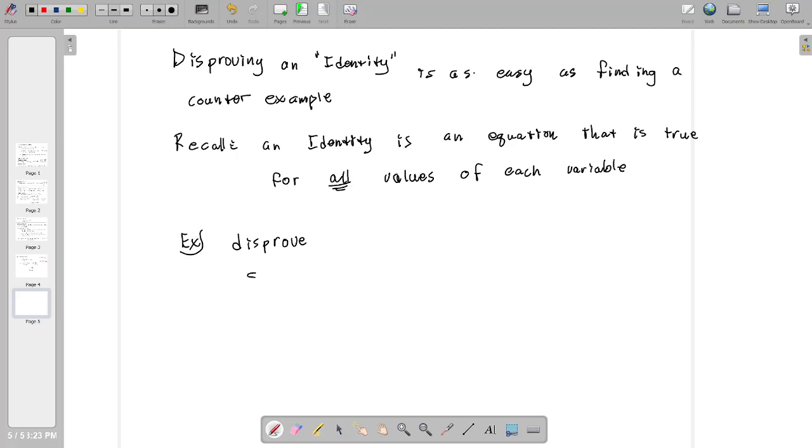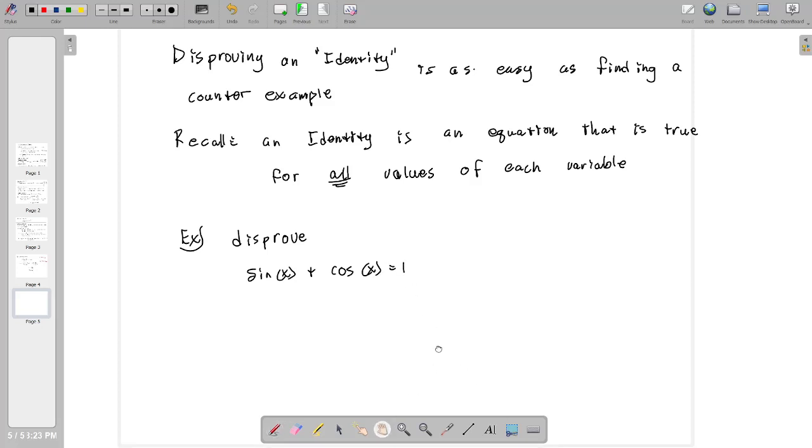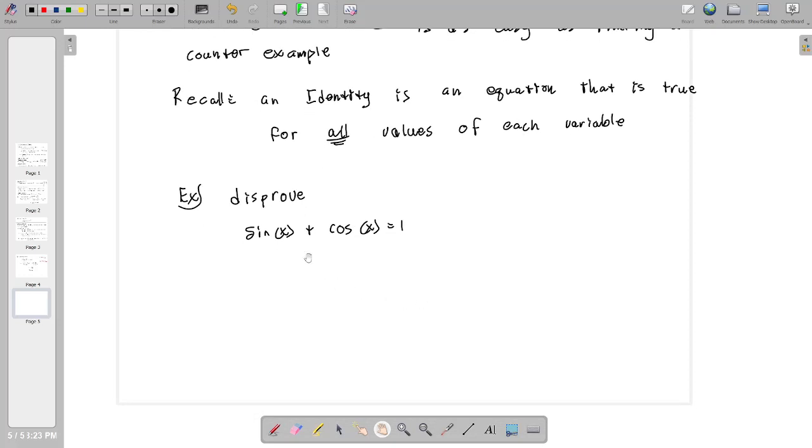So here, let's say that we have sine of x plus cosine of x is equal to 1. Now, you might not be able to immediately see that this is not an identity, but we can show that it's not an identity. We just need to figure out an x value for which this is not true. And we can start with some easy ones. Let's say x equals 0. Well, if x is equal to 0, then cosine is equal to 1. Sine is equal to 0. So x equals 0 actually works, unfortunately. This doesn't provide us with a counterexample, so we need to continue.